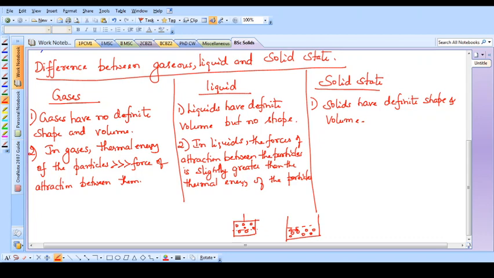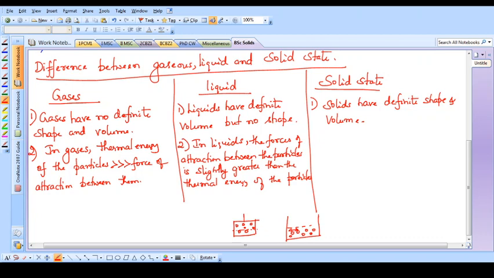As a result of this, the molecules are free to move anywhere within the liquid, but they cannot escape from the liquid. I repeat, since the force of attraction between the molecules is slightly greater than the thermal energy of the molecules, the molecules can move within the liquid anywhere, but they cannot escape from the liquid. They do not have that much kinetic energy to escape from the liquid.